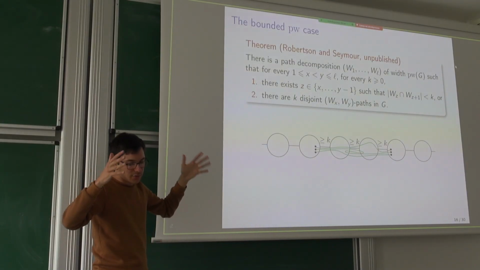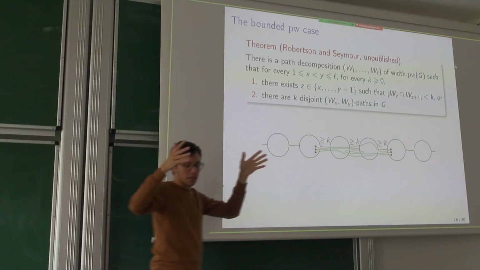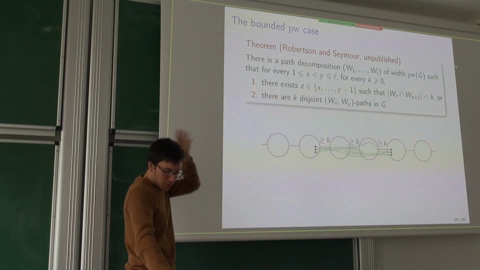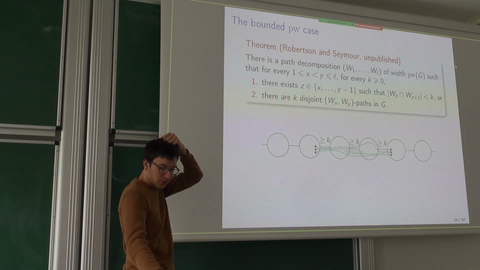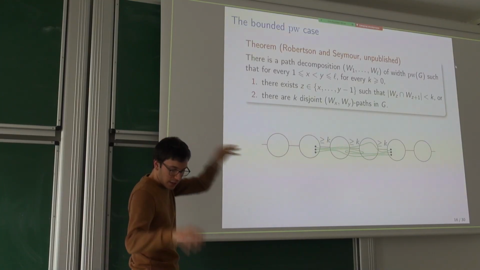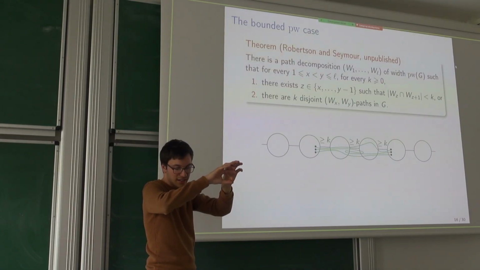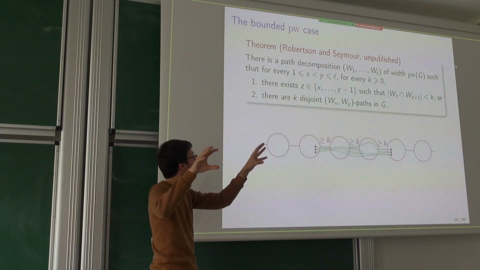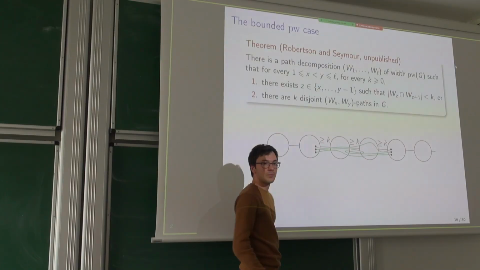Okay, and so in this case, of course, you can't find k disjoint paths between the two bags you choose at the beginning. And so Robertson and Seymour says that actually that's the only case where you can find a path decomposition where it's the only problem you can have. So either you find such an adhesion, so the intersection of two consecutive bags of size less than k between wx and wy, the two bags you were considering, or you find k disjoint paths.